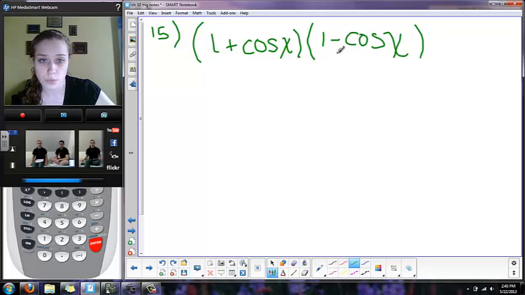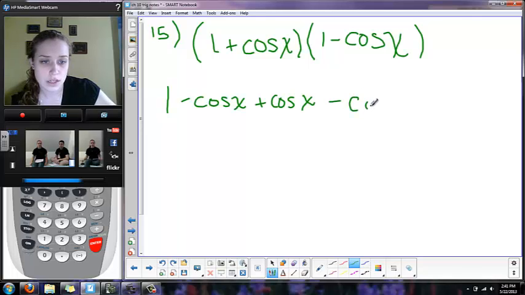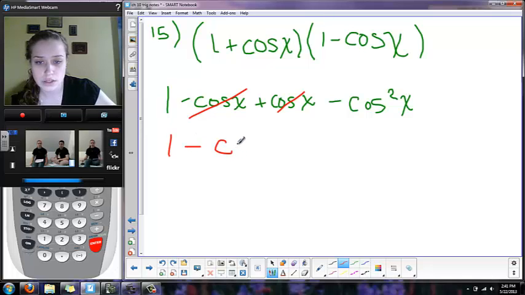So you can think of FOIL, you can think of Punnett square, any way you want to do it. I FOIL. So 1 times 1 gives me 1. 1 times negative cosine x is a negative cosine x. 1 times positive cosine x is another positive cosine x. And then positive cosine x times negative cosine x gives me a negative cosine x, or cosine squared x. Okay? These terms in the middle cancel out, and I'm left with 1 minus cosine squared x.